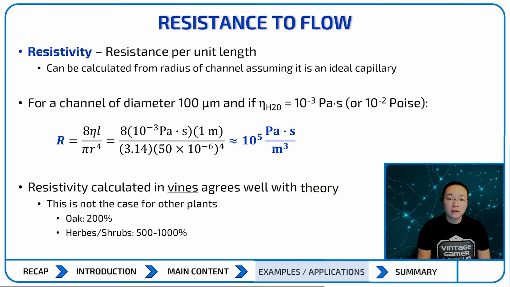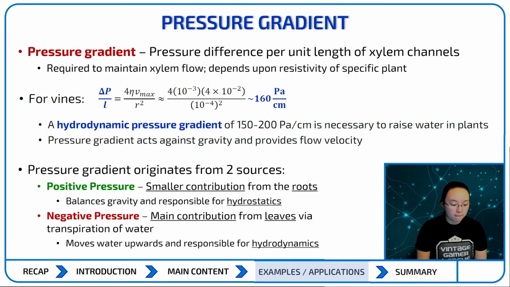After that, we can compare that to exact results from real life. If you compare that calculation with some of the statistics, you can actually see that this model agrees well with theory. Some other plants, not so much. For example, in oak trees and in herbs and shrubs, you end up with a much higher resistivity in real life versus what you calculate on paper. The reason for that would be primarily the sheer size and the number of branches or fluffiness of those types of trees and plants.